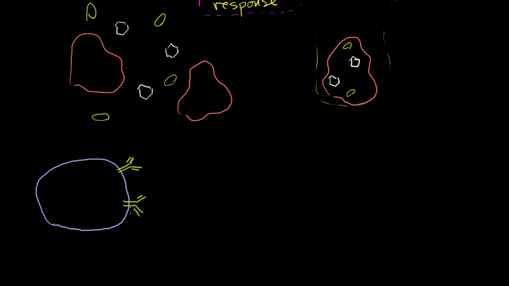These proteins are actually protein complexes. They actually have 4 separate proteins on them, and we can call these proteins membrane-bound antibodies. So these right here are membrane-bound antibodies. And I'll talk a lot more about antibodies.